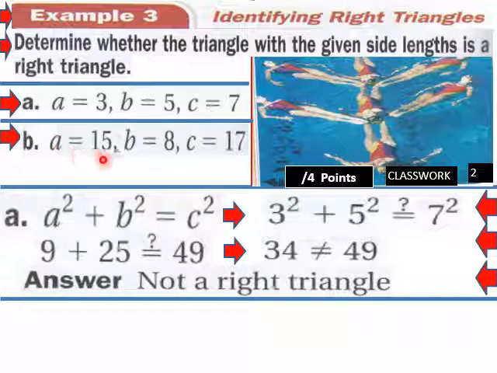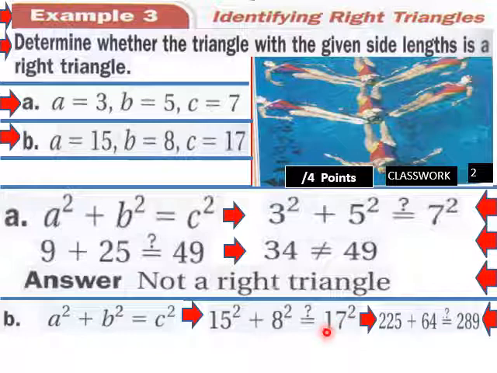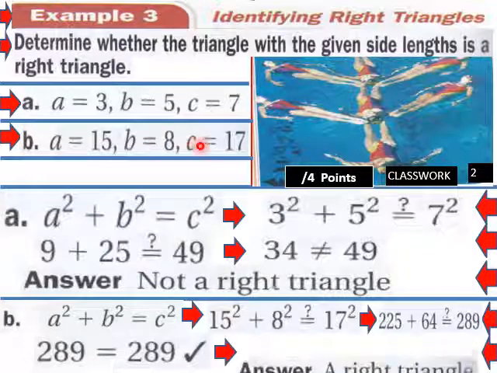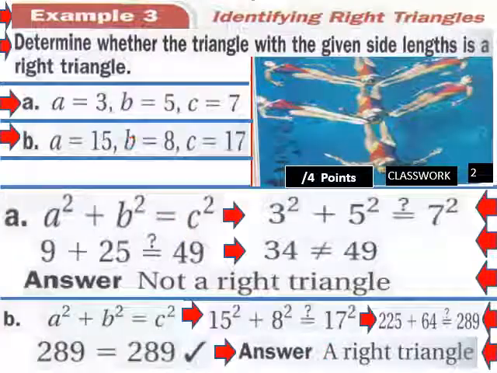So how about a equals 15, b equals 8, and c equals 17? Are these the dimensions of the sides of a triangle that would make a right triangle? A squared plus b squared equals c squared. We plug in our values: 15 squared plus 8 squared. Does that equal 17 squared is the question. 225 plus 64. Does that equal 289? And the answer is yes, it does. So these are the dimensions of the sides of a right triangle. Answer: yes, it is a right triangle.